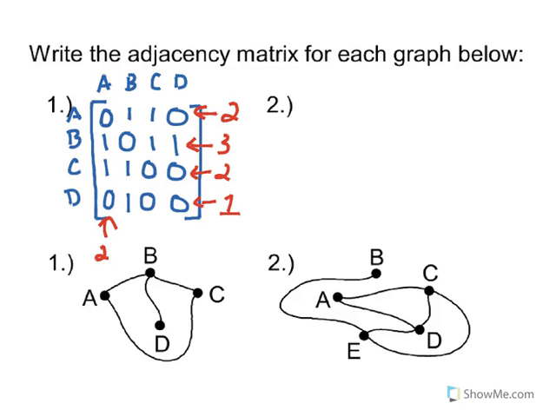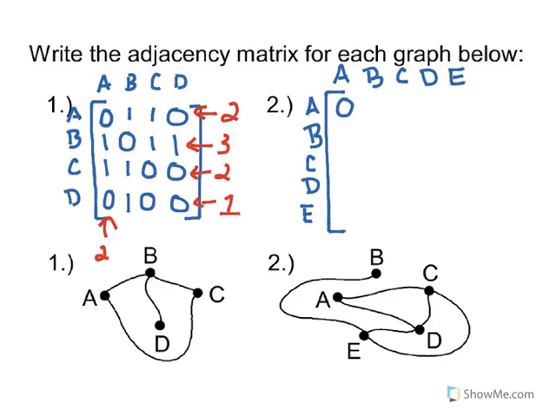All right, so the adjacency matrix that goes with graph 2. This one's going to be a 5 by 5 because there are 5 vertices, and again it goes A, B, C, D, and now E along the top, A, B, C, D, E along the side. Okay. Is A connected to A? No. Is A connected to B? No. Is A connected to C? Yes. A connected to D? Yes. A connected to E? No. So we've got 0, 0, 1, 1, 0.